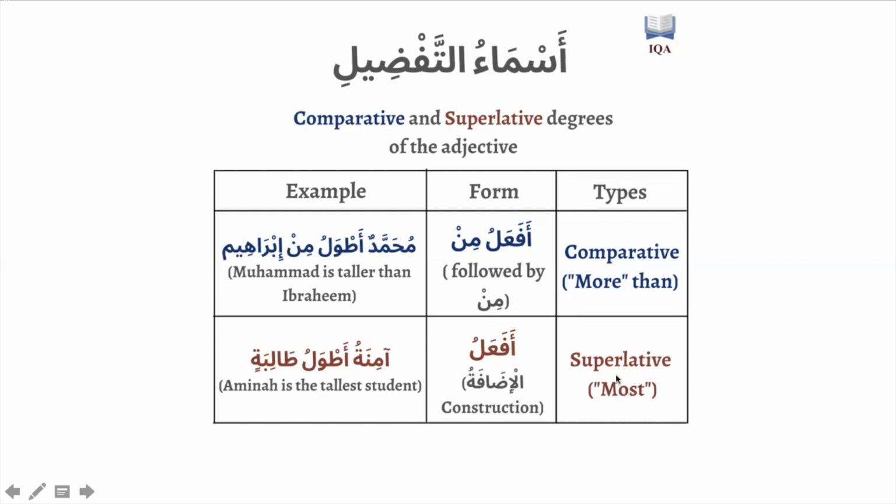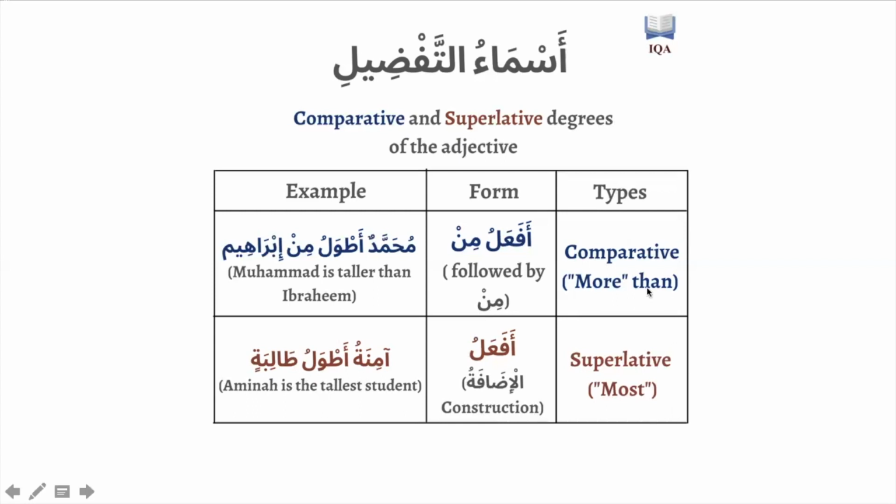Now the superlative degree, which is most, is just done by you putting the adjective on the pattern of أفعل, but then you build an إضافة construction with the actual adjective itself. So you'll say, for example, آمنة أطول طالبة. So أطول is مضاف, طالبة is مضاف إليه. So I'm making an إضافة construction with the word أطول here. So this means Amina is the tallest student. So if I change this to آمنة أكبر طالبة, it will mean Amina is the biggest student or the oldest student, and then this goes on.